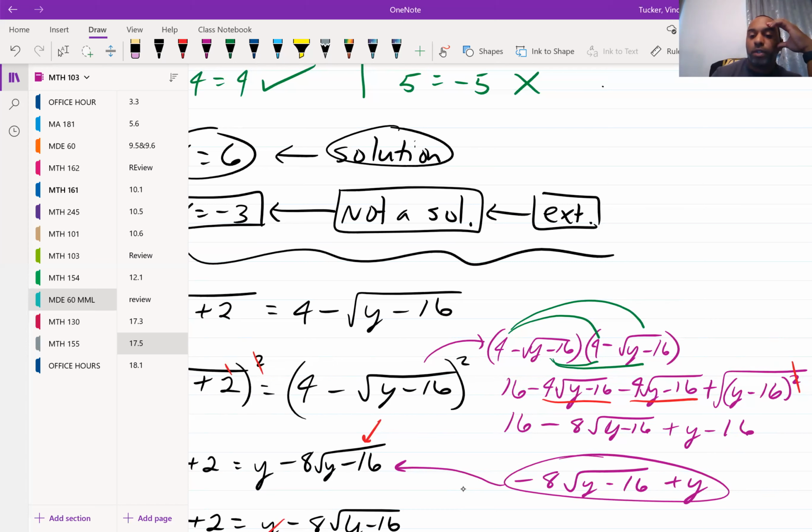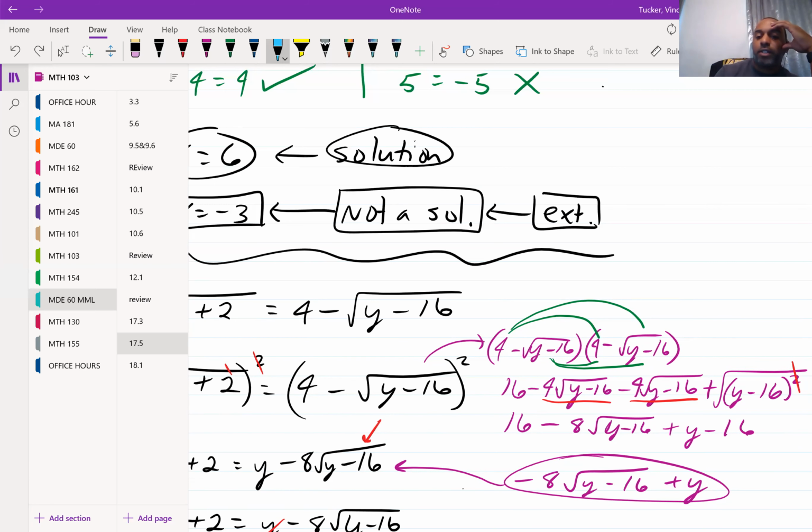All right, so as a result, we will go ahead and combine our like terms in this middle right here. Negative 4 square root of y minus 16 minus 4 square root of y minus 16 will give you negative 8 square root of y minus 16. Then over here, the square and square root will cancel, leaving you with just y minus 16.